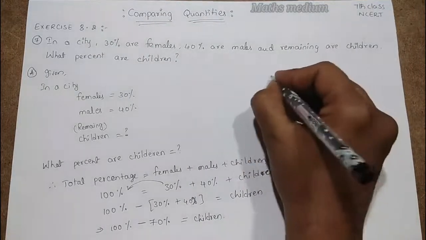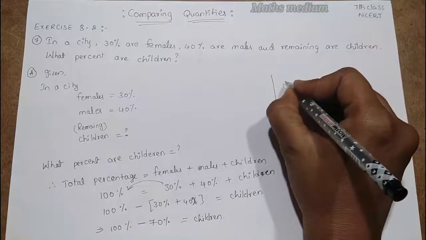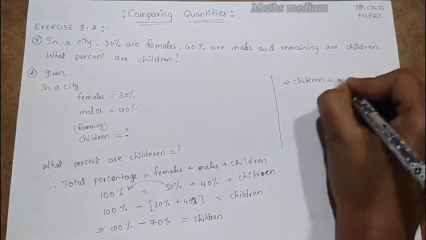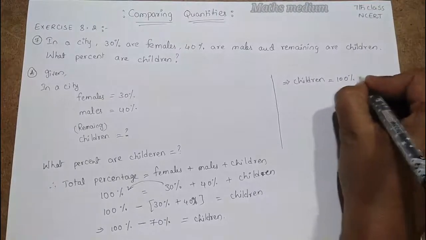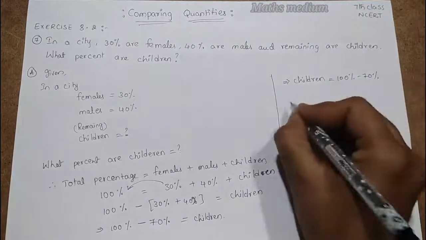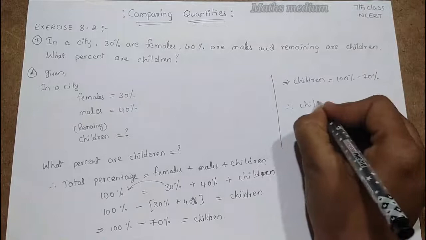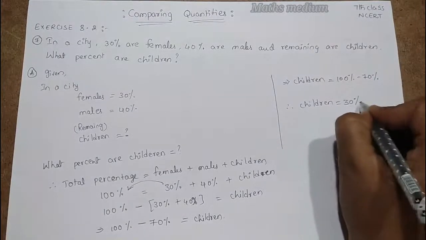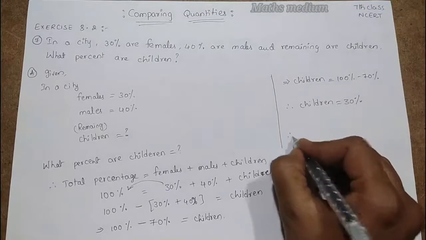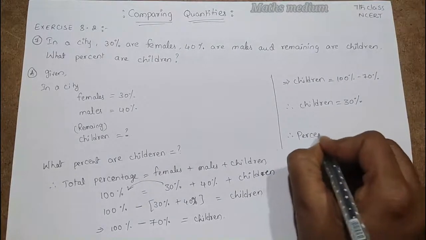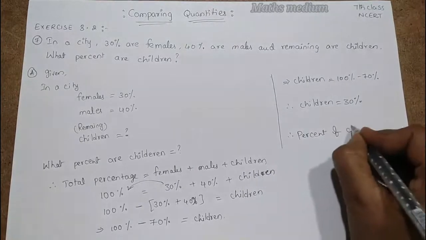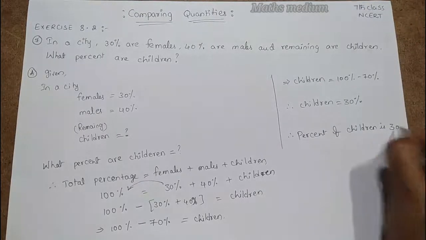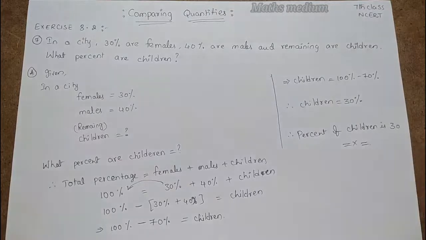Now 100 minus 70, it means children is equal to 100% minus 70%. Therefore, children is equal to 100 minus 70. We know that 30% are children. Therefore, percent of children is 30. So, this is the answer for this question.